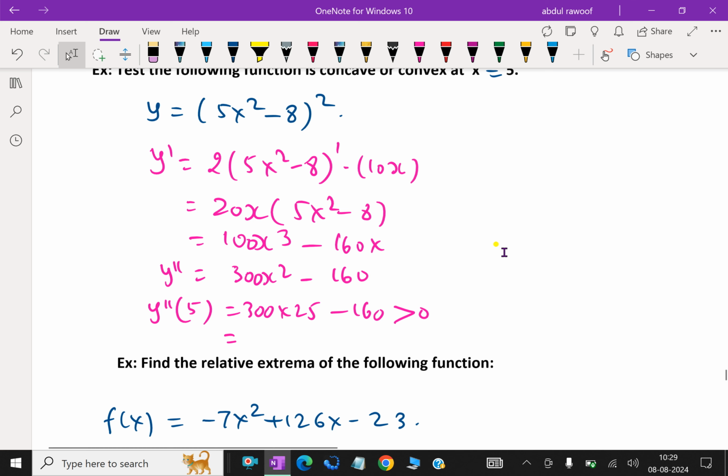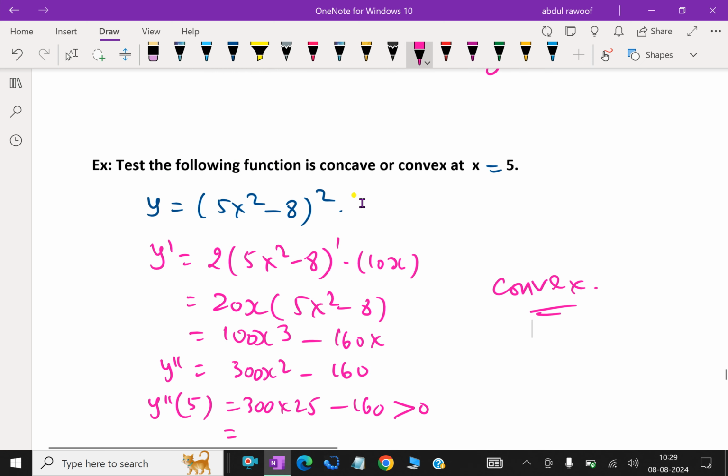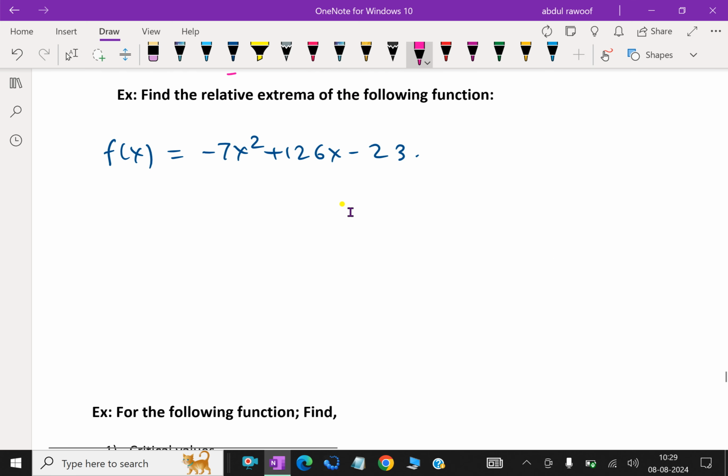The second derivative gives a positive number, so it is convex. So this function is convex at x equal to 5. Next, find the relative extrema.